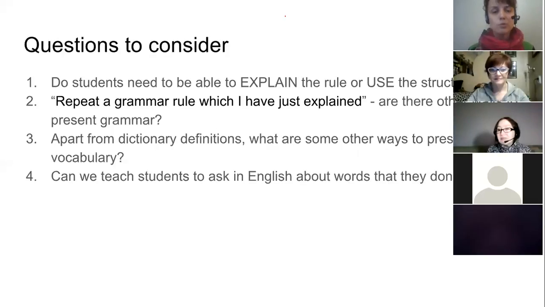So if you have students who tend to repeat grammar rules in Russian after your explanations, maybe you should change the way of presenting grammar. Try to read something about the inductive approach, about guided discovery. If you start using that, your students might, and probably they will, switch to English during the grammar stages of your lessons. Okay, vocabulary, lexis. Apart from dictionary definitions, what are some other ways to present vocabulary?